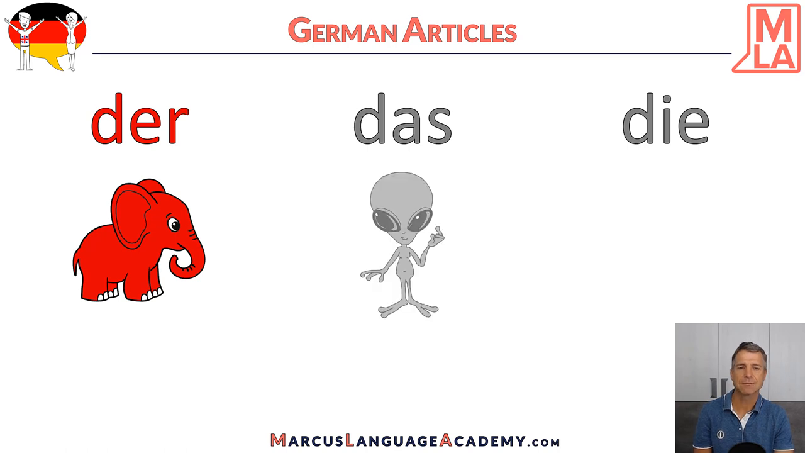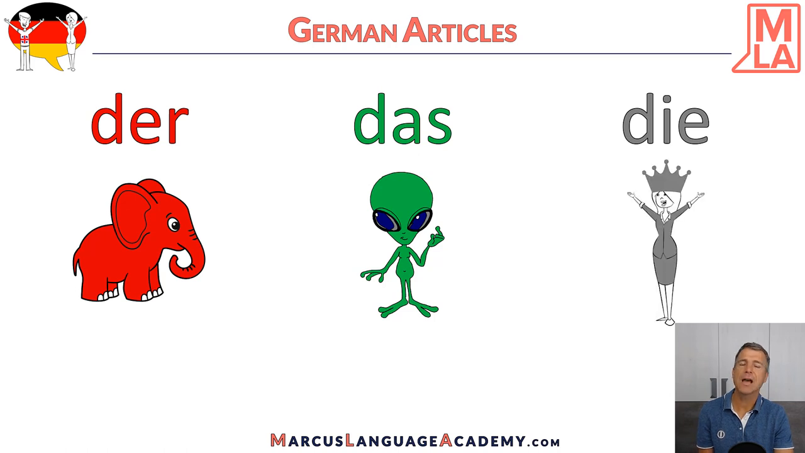For das, I have an alien. So we don't know if it's a man or a woman. So an alien. And we use the color green. And for die, I use a princess. So quite feminine. Die, a princess. And I like to use the color blue.